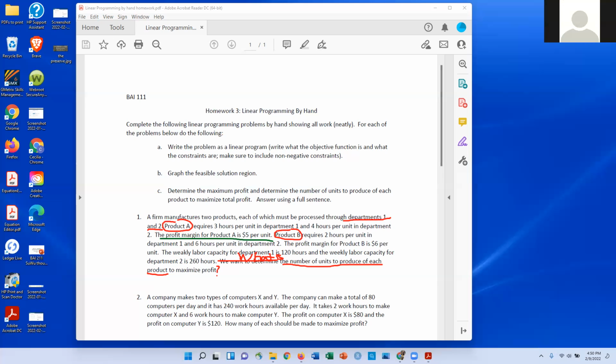Sure. So now we're going through and reading the word problem. We already got through the first part, where it talks about product A being 3 hours in department 1 and 4 hours in department 2 and having a $5 profit. Now we're going to read the information regarding product B. Here I see that product B requires 2 hours per unit in department 1 and 6 hours per unit in department 2. So we got a 2 and a 6 hours. Let's put that in our table. So we got 2 hours in department 1 and 6 hours in department 2.